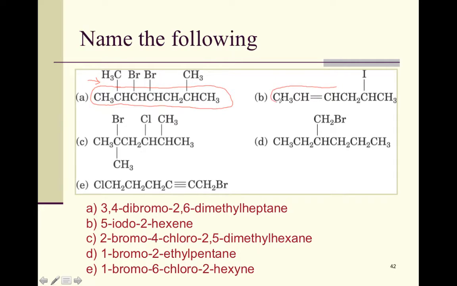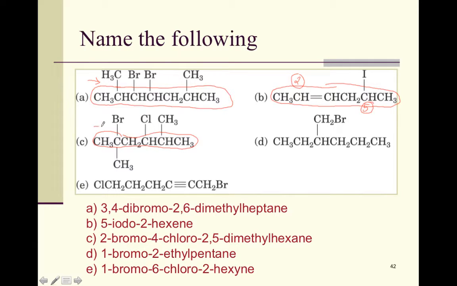On letter B, longest continuous chain, which contains that double bond here. Because the double bond's nearer to this end, this means double bond starting on 2. That means my iodine is actually on carbon number 5. So that'd be 5-iodo 2-hexene.